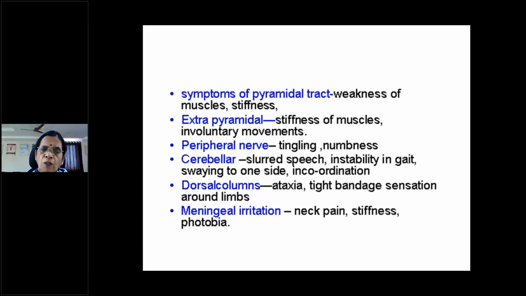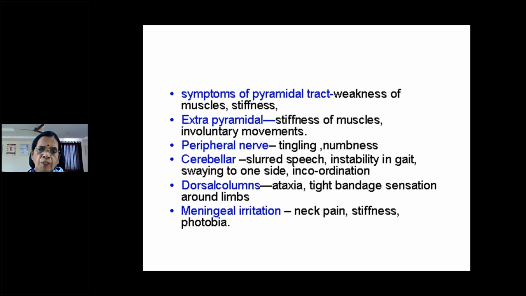So when the patient has dorsal column involvement, you have to think first of infection, syphilis, or a nutritional disorder, either B12 deficiency or the like, or it can be due to tumors also. Sometimes they can have these symptoms.